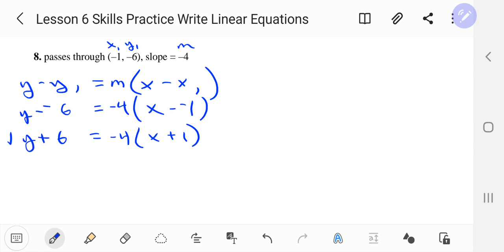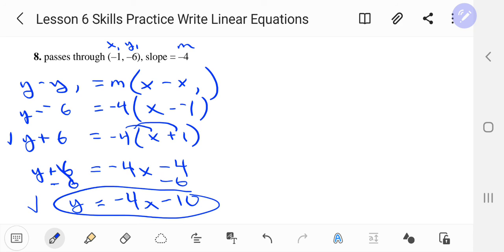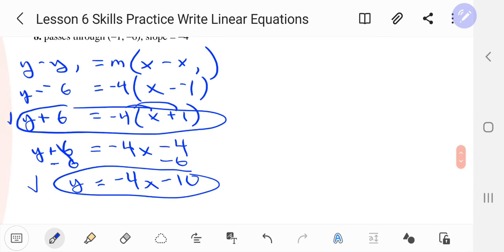I have my point slope form all situated. Now I have to manipulate that to turn it into slope intercept form. We do that by distributing to get rid of parentheses. So I get negative 4x minus 4 and bring down the y plus 6. Now I isolate that y by subtracting the 6, subtract the 6, and I get y equals negative 4x minus 10. There we have our one part of the answer. There we have our other part of the answer, and we are good to go.